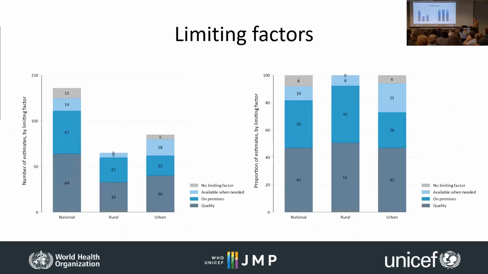So those 3 factors then, accessible on premises, available when needed, and free from contamination, any one of those might be the limiting factor. So we've looked on the left, you can see the number of countries where we have data on those things, either at the national or the rural or the urban level, and which of those is the lowest, because we do the same thing. We can't combine them at the household level, we integrate them at the urban or rural or sometimes the national level.